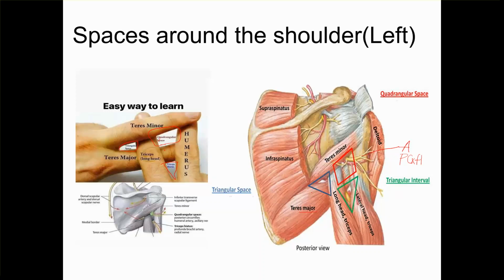Now going to the triangular spaces. The upper triangular space is formed by teres minor, teres major and long head of triceps. What is present here? There's just one artery. It's called the circumflex scapular artery.